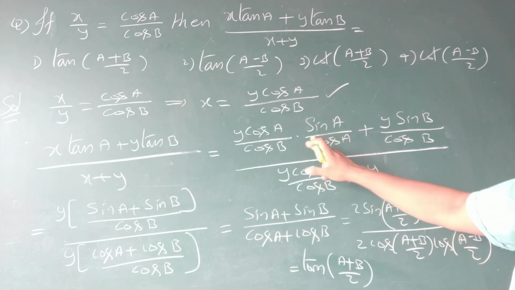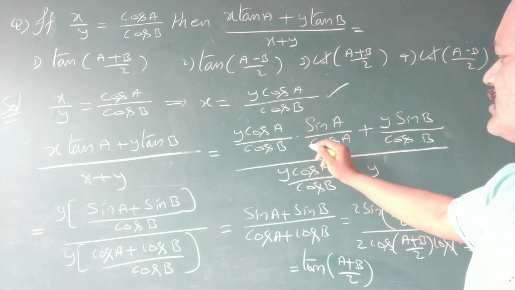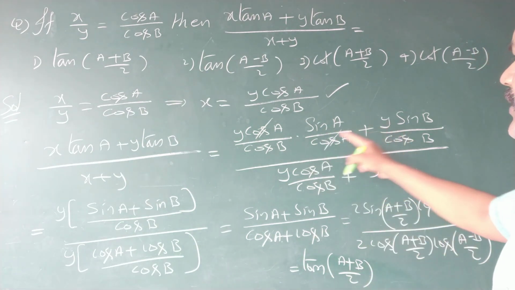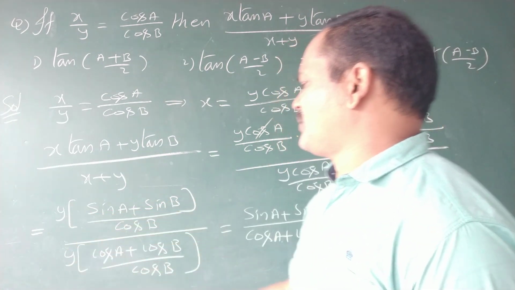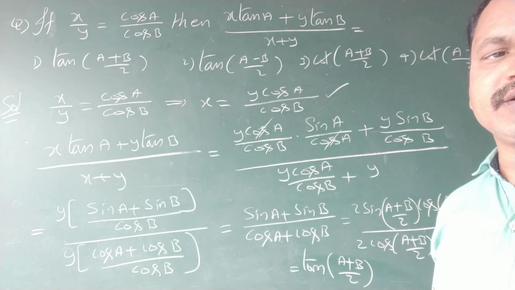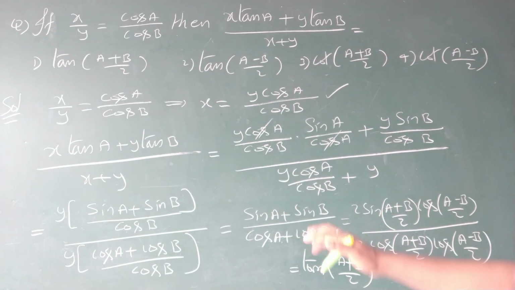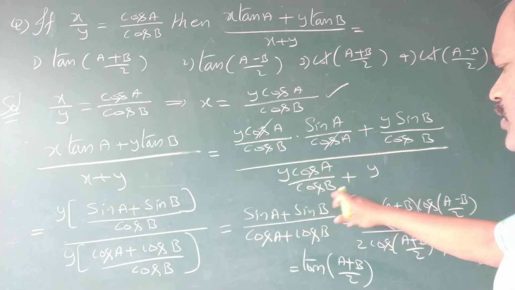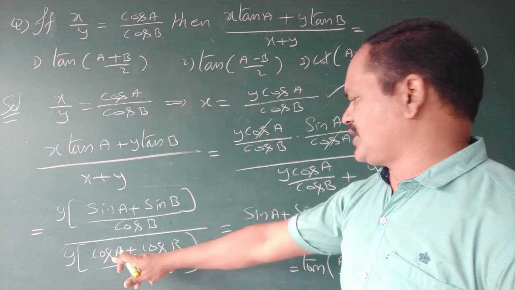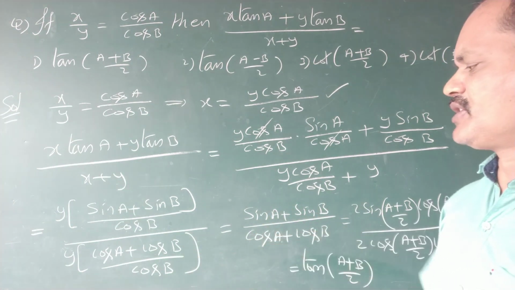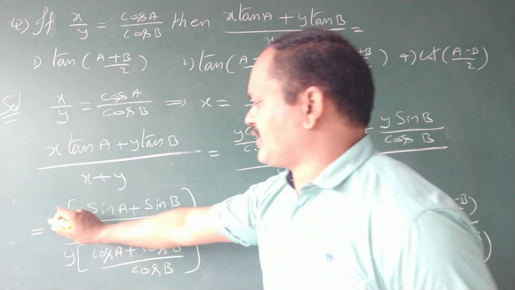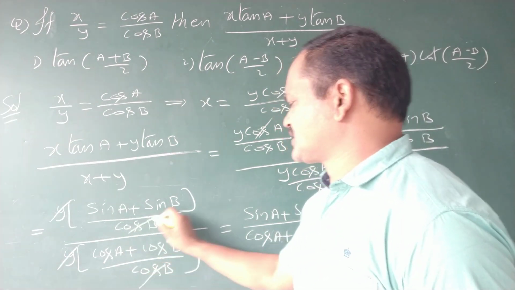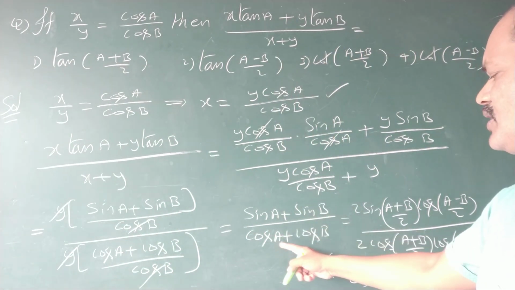Now take LCM in the numerator. Here cos A gets cancelled. Now take y common, then it is sin A plus sin B by cos B. In the denominator also take LCM cos B, then it is y into, take y common, cos A plus cos B by cos B. Here y gets cancelled, then cos B gets cancelled. Sin A plus sin B by cos A plus cos B.